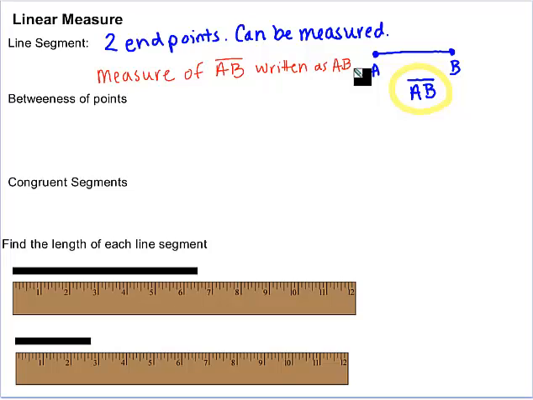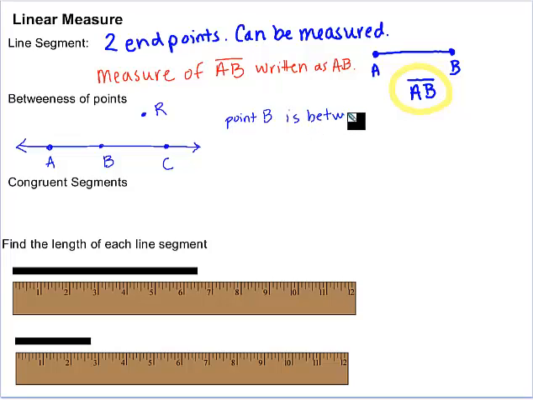We will also be talking about betweenness of points. Betweenness of points refers to the fact that we can always have points that lie in between two of them. So let's say we have this line, and on this line we have the points A, B, and C, and then somewhere off of the line we have the point R. On this line, we can say that point B is between points A and C. However, point R is not between anything because it is not on the line.